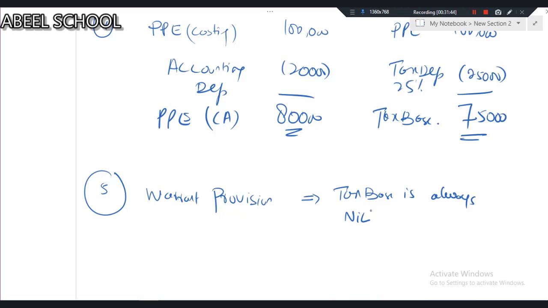It could be any asset, it could be any liability. If tax people say we don't accept it, then that asset or that liability will have a tax base of 0. If someone is not accepting your asset as an asset, or your liability as a liability, obviously they will not assign any value to it. So if you come across any question where the examiner says tax people are not accepting this liability or this asset, then the tax base will be 0.